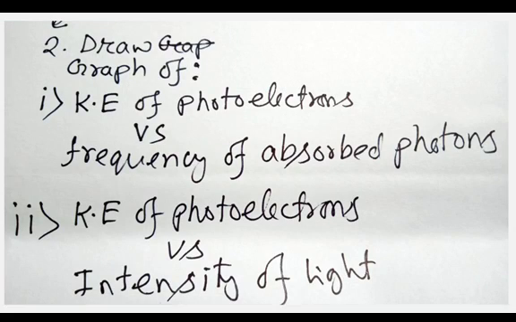You have to draw two graphs. First, the kinetic energy of the photoelectrons versus the frequency of the absorbed photons. And the second graph you have to learn is the kinetic energy of the photoelectrons versus the intensity of the light.